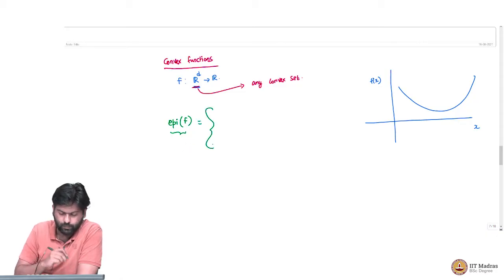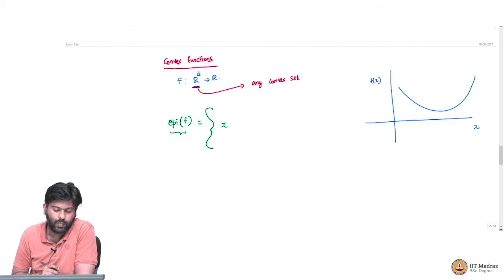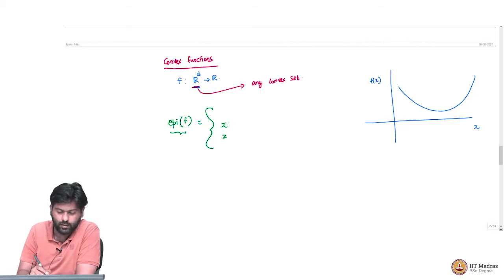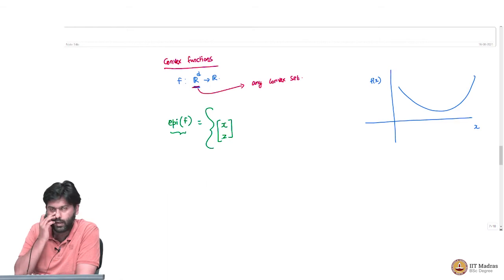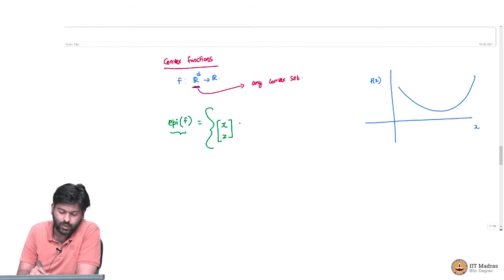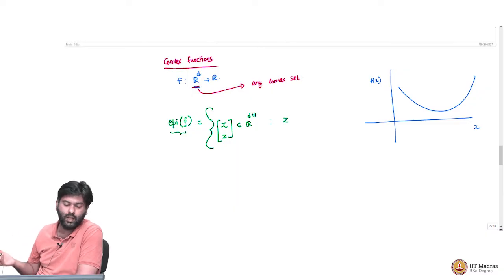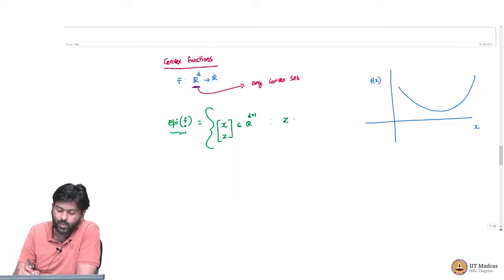Okay. So, what is an epigraph? An epigraph is the set of all points of the form (x, z). So, it is a point in d plus 1 dimensions, so this is in R^(d+1). Now, what is so special about this (x, z)? Well, somehow you have to relate it to f, because this is a set that is associated with f, and the way we will associate it is by saying that we will consider all those points (x, z) where z is greater than or equal to f of x.